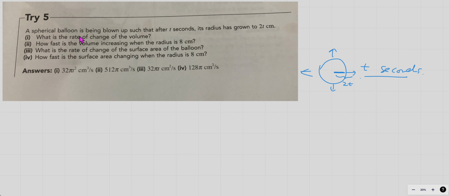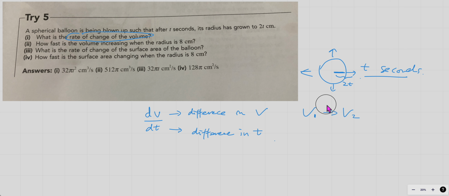So the meaning of this rate of change of the volume, is it like 2t divided by t? It's dV over dt. Why? Let me break down the meaning of this. dV means difference in volume, and dt means difference in time. So how do you get the difference in volume? You start from a V1, then you reach a V2, and V2 minus V1 will give you the difference in V. Does it make sense?